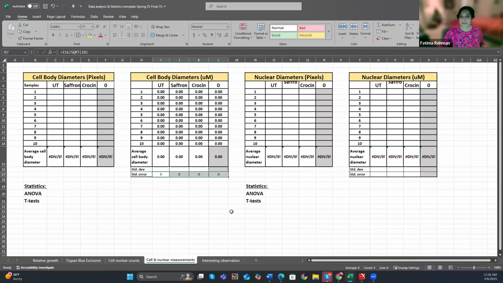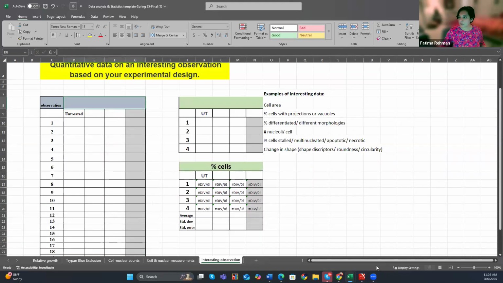So hopefully by the time you're done with all of them, you would be friends with Excel. Okay. So you do that, and then you do the same thing for your interesting observation.